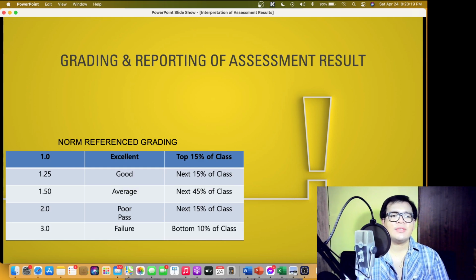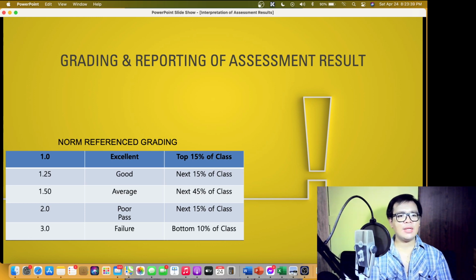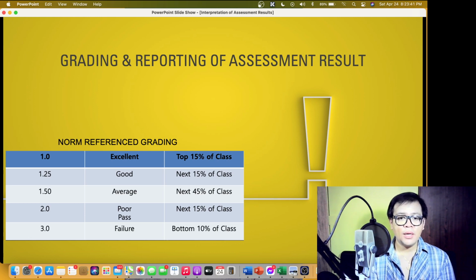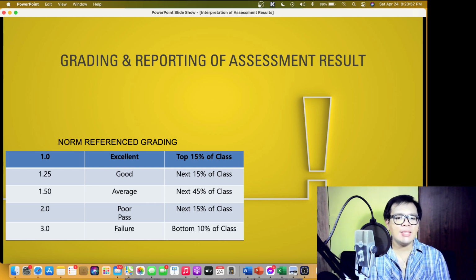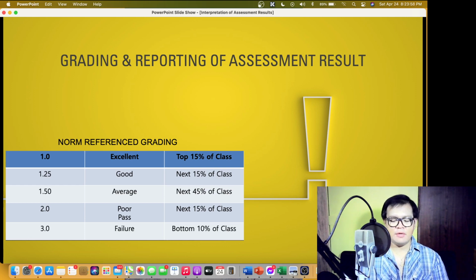Grading and reporting of assessment results. For norm-referenced grading, you have here three different columns: the grade, the mark, and the percentage. So for example, 1.0 is excellent and is the top 15% of the class, 1.25 is good, and the next 15% of the class will be able to get it. 1.5 is average, which has the next 45% of the class. 2 is poor pass, the next 15% of the class, and 3 is failure, which is the bottom 10% of the class.